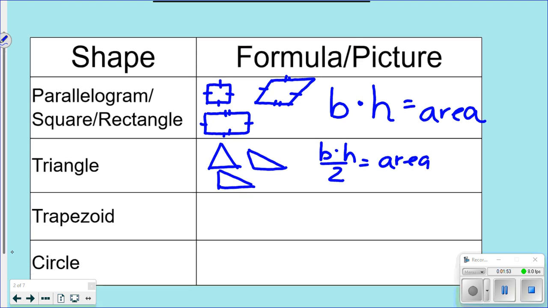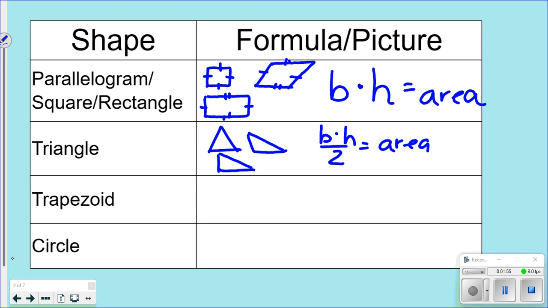A trapezoid is the next thing that we're going to look at, and a trapezoid looks two different ways. So a trapezoid can look like this, and a trapezoid can look like this. Now, if you remember from last year, trapezoids were kind of the odd man out, and the reason is because trapezoids are quadrilaterals, but they only have one set of parallel lines, and that makes it different from a square, a rectangle, and a parallelogram.